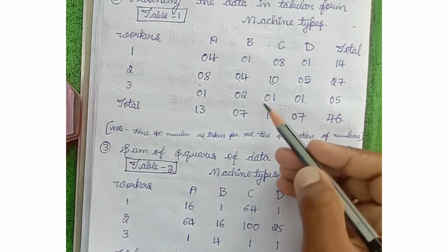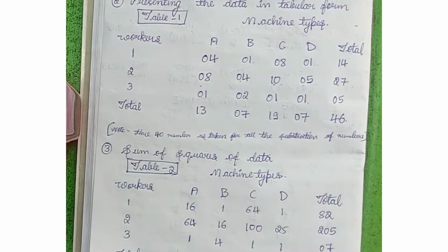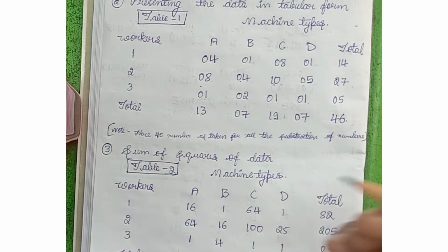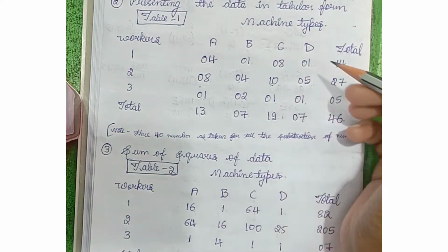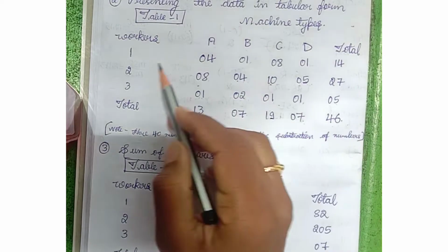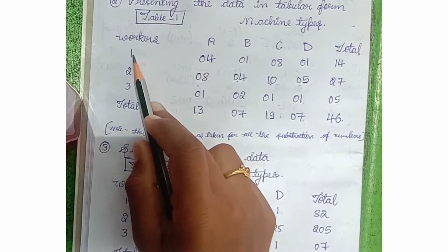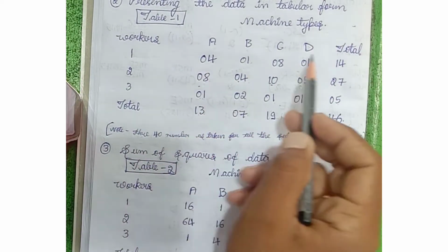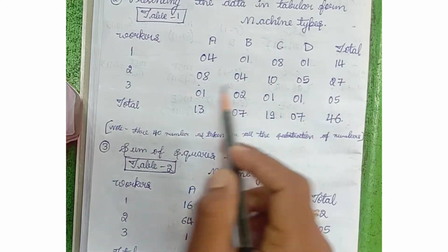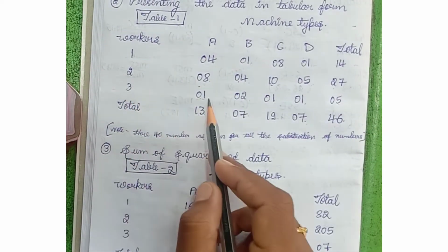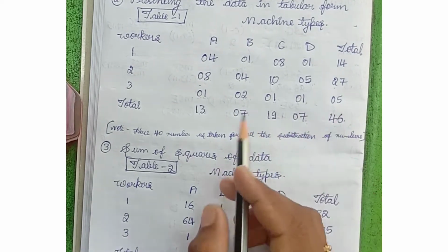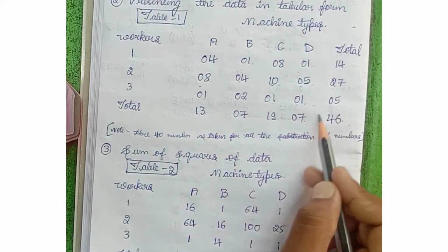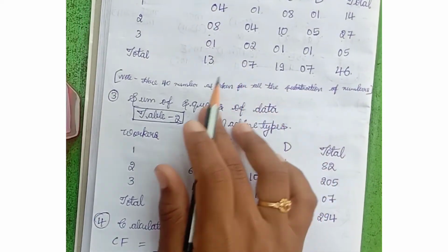After this we have to total both sides, row-wise as well as column-wise. Column-wise we get A 13, B 7, C 19, and D 7. Similarly for rows, the first row is 14, the second row is 27, and for the third row, 1, 2, 1, 1 gives 5. Totaling both sides, we get 46 as the grand total.